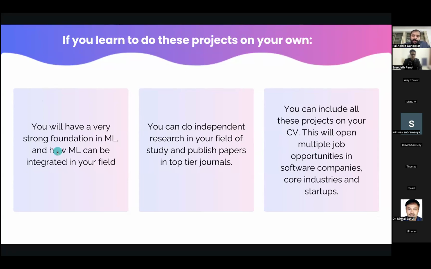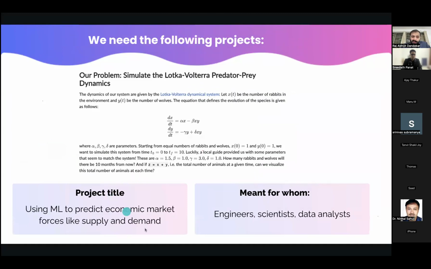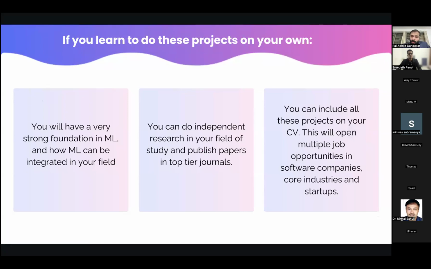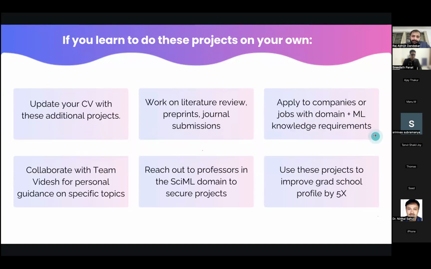I would not recommend you to include a toy Kaggle project on your CV, but I will definitely recommend you to include these projects. If you can work on these projects, I highly recommend you to include them in your CV because we also review a number of applications for our company, right? And if someone has done a unique project, if they have a publication, that really impresses the person who is reviewing your profile. In addition, there are some other advantages.